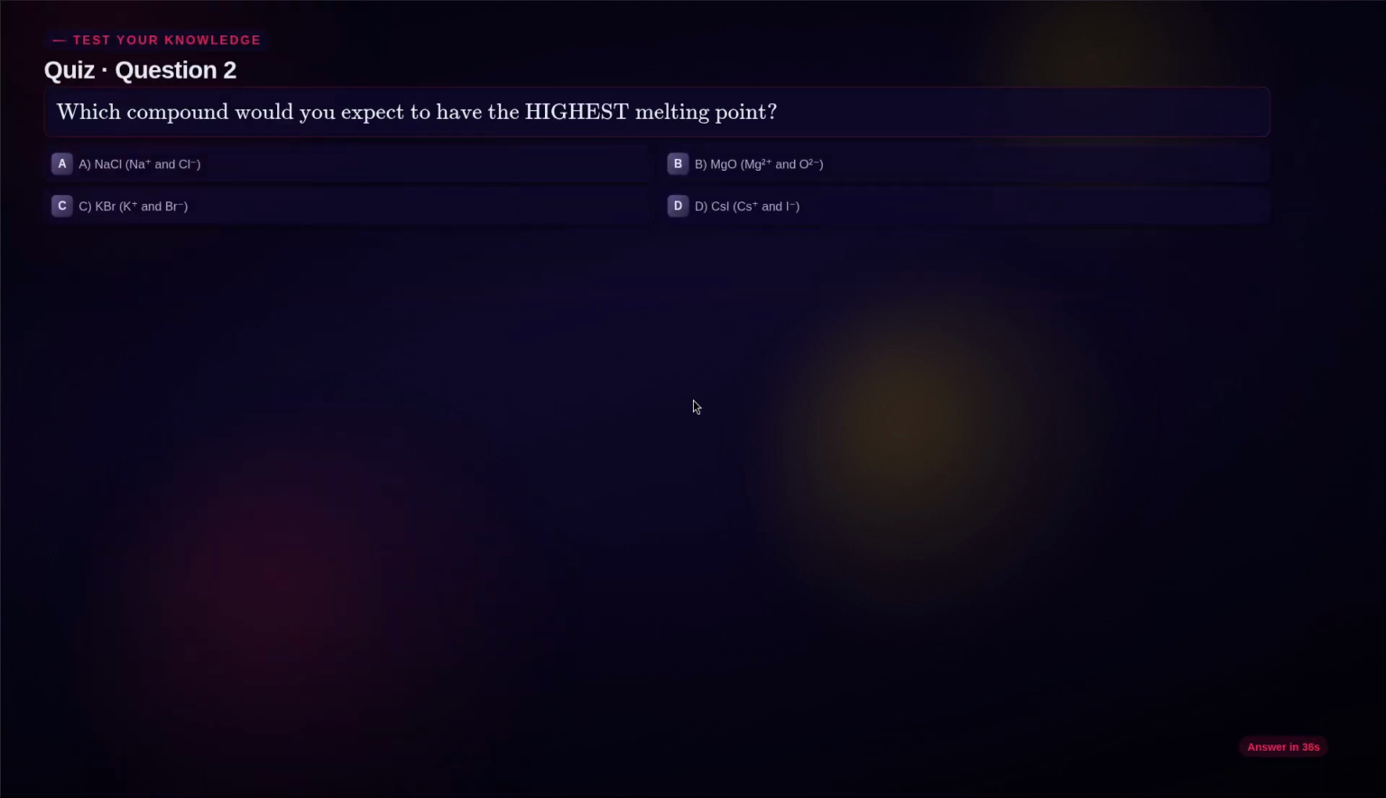Quiz question 2. Which compound would you expect to have the highest melting point? Option A, sodium chloride with Na+ and Cl-. Option B, magnesium oxide with Mg2+ and O2-. Option C, potassium bromide with K+ and Br-. Or option D, cesium iodide with Cs+ and I-. Consider how lattice energy affects melting point.